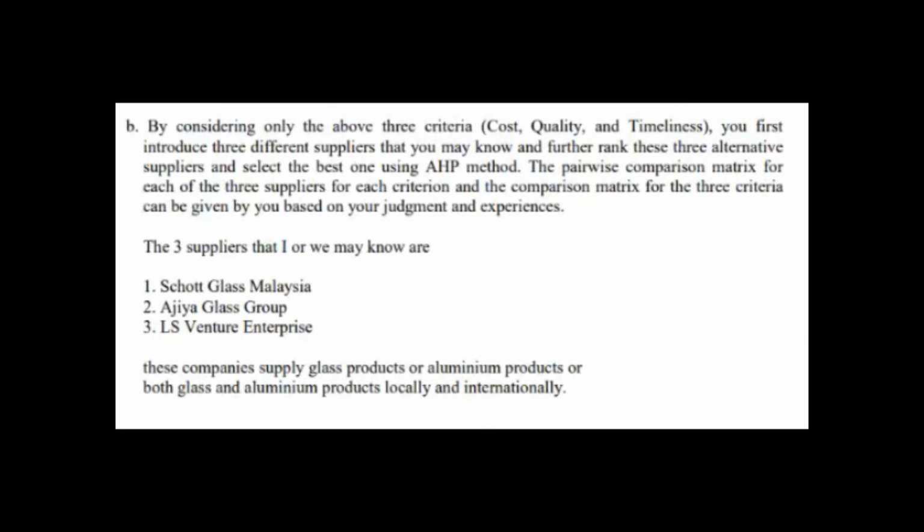Then, for question 2b, we first introduced 3 suppliers that we may know, which are Scott Glass Malaysia, Agia Glass Group, and LS Venture Enterprise. These 3 companies supply glass products or aluminium products, or both glass and aluminium products, locally and internationally.